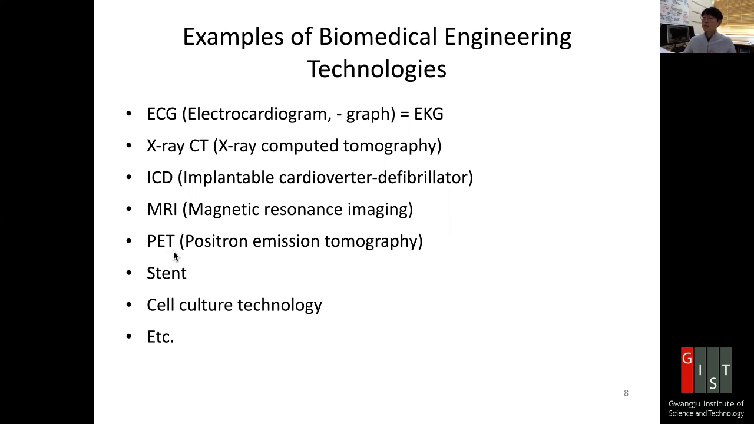And PET, or positron emission tomography, allows us to see the metabolic aspects of our body in 3 dimensions. And stent, many have problems in vessel occlusion, which can lead to, for example, even heart attack. And the stent technology now allows us to prevent those from happening.